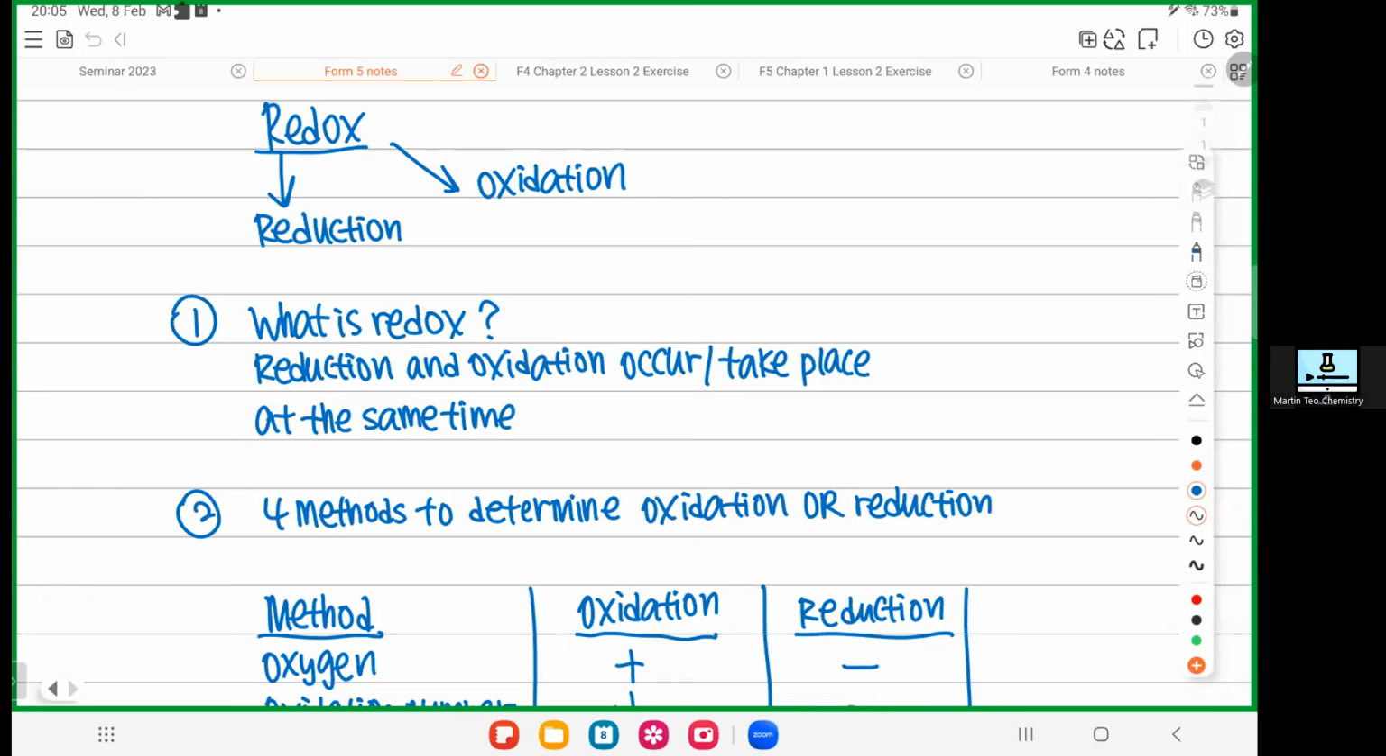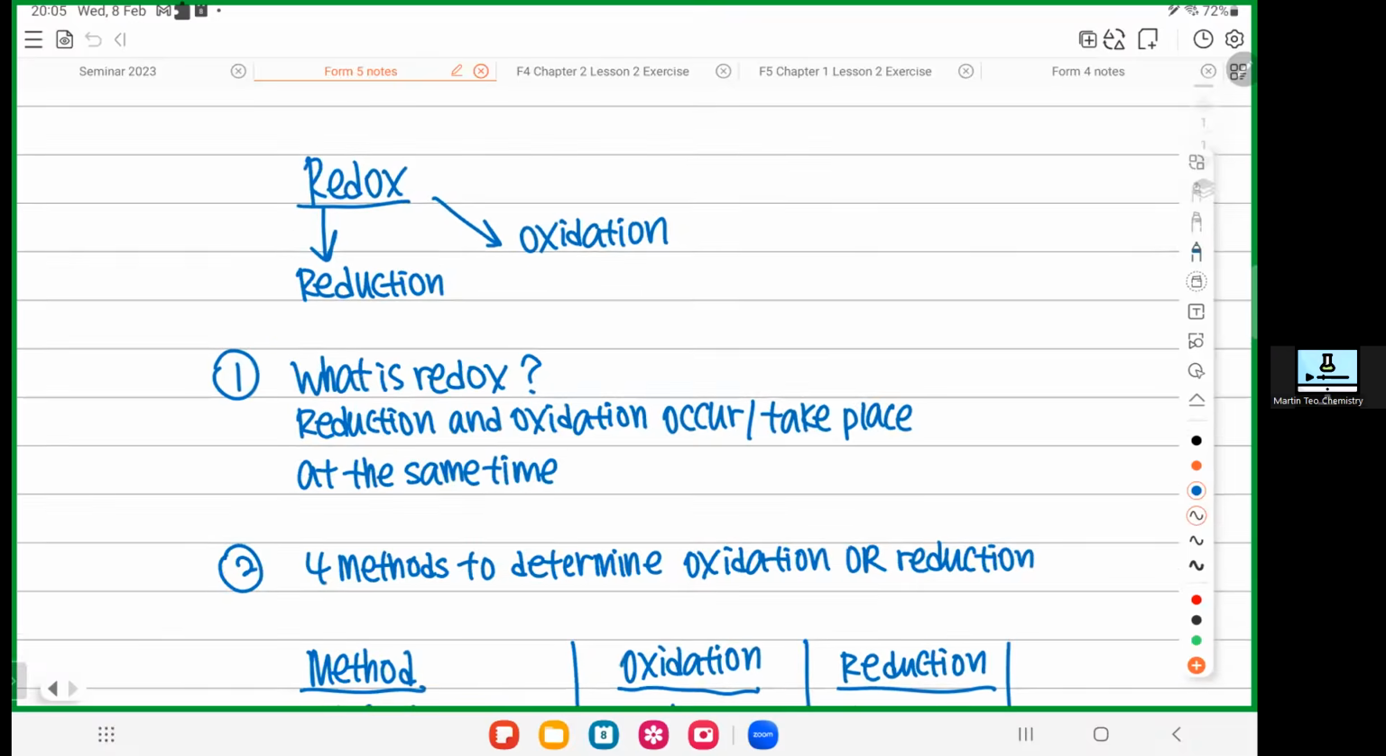Okay, so before we kickstart with today's lesson, I'll spend a very quick 5 minutes to do a quick summary with you all on what we have learned in the last lesson. Last week we started with the first lesson of your Form 5 chemistry. We are starting with the first chapter of Form 5 chemistry called Redox.